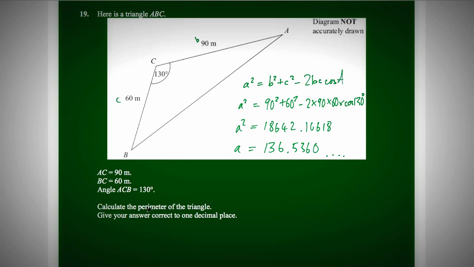Calculate the perimeter of the triangle is the final answer, though, giving your answer correct to one decimal place. So, to one decimal place, 136.5 is along here. Perimeter is 60 plus 90 plus 136.5.